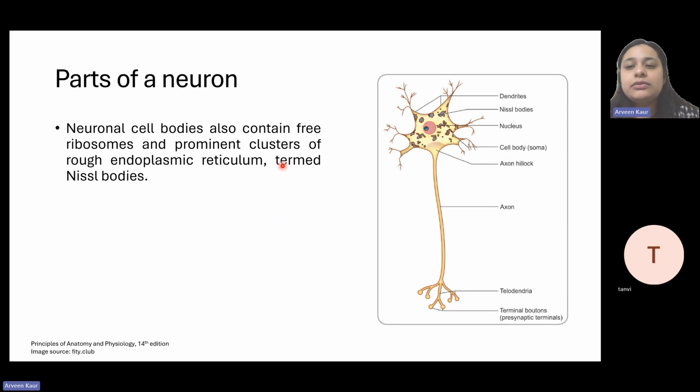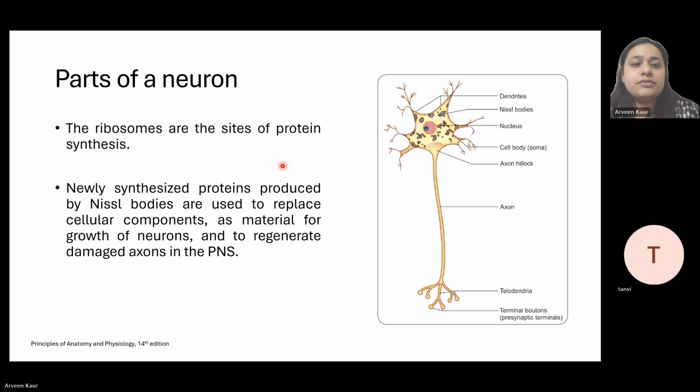The other kind of staining to look at neurons is Nissl body staining, right? So Nissl staining. The ribosomes are the sites of protein synthesis. Okay, so this is something again that we already know. This is the function of the ribosome by itself. It is nothing peculiar of a ribosome that is present in the neuron. It is the general function of the ribosome itself.